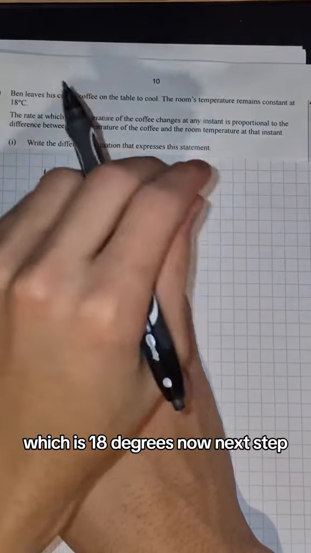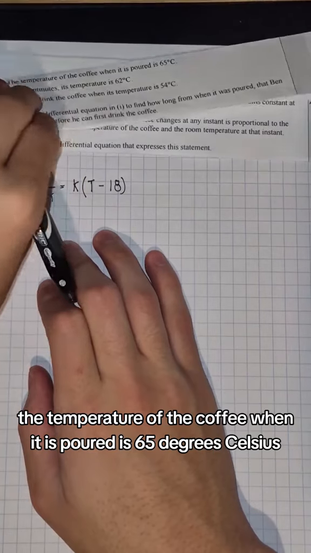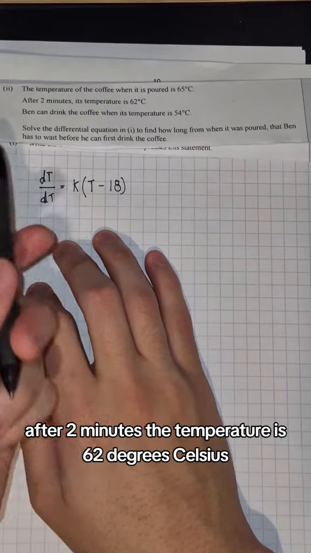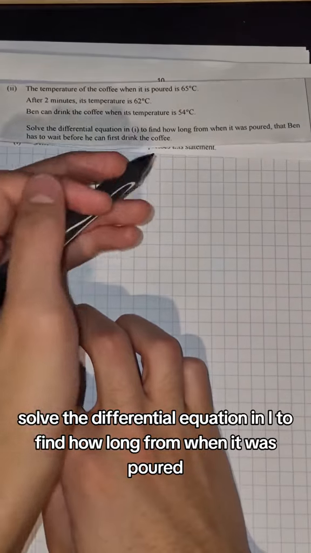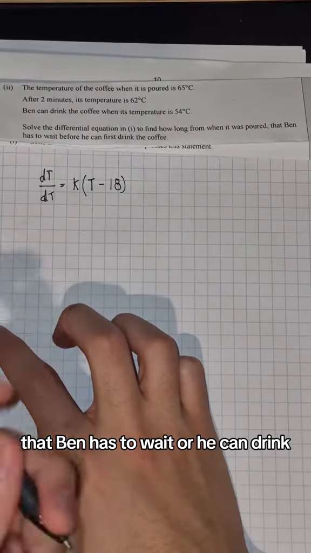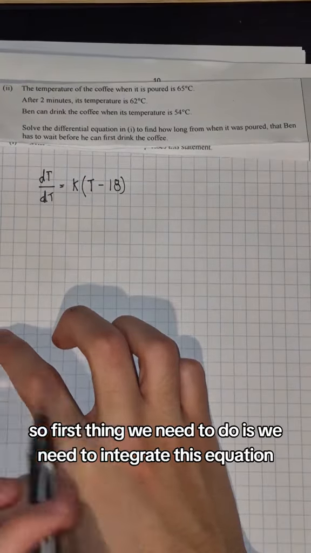Now, the next step. The temperature of the coffee when it is poured is 65 degrees Celsius. After 2 minutes, the temperature is 62 degrees Celsius. Solve the differential equation in part I to find how long from when it was poured that Ben has to wait before he can drink. So first thing we need to do is integrate this equation.